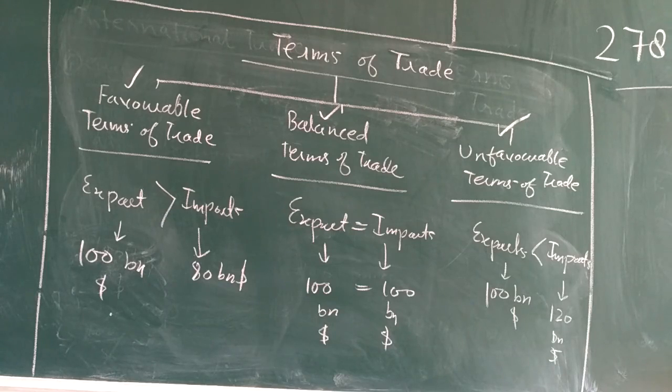So these are the three types of terms of trade which are very important in trade: favorable terms of trade, balanced terms of trade, and unfavorable terms of trade. A few more entries are there. We will discuss them in the next class.